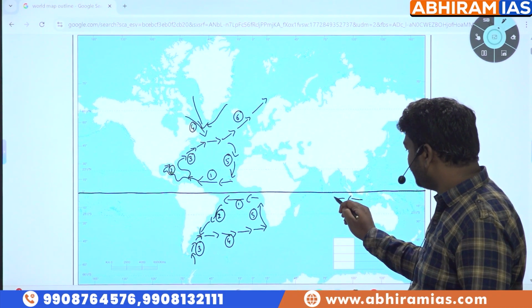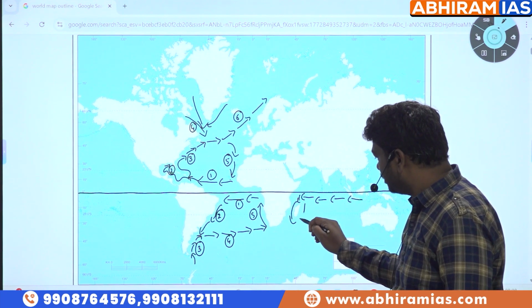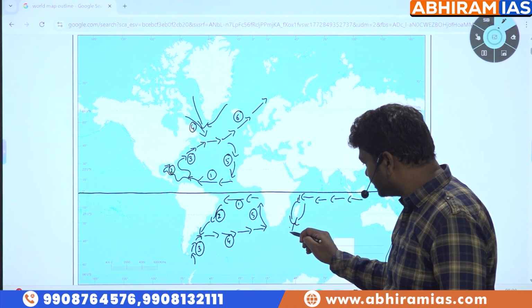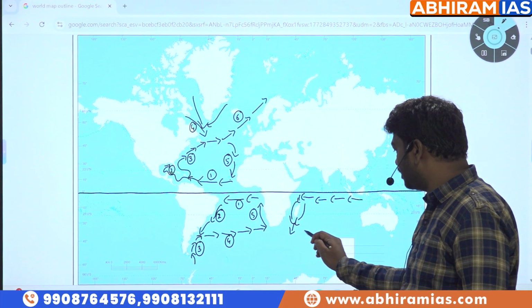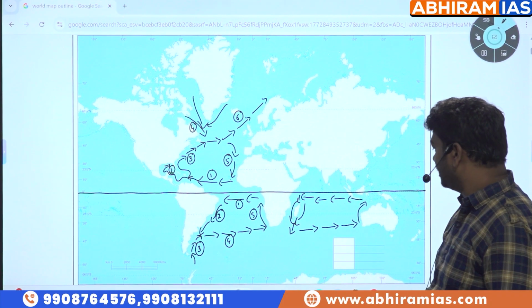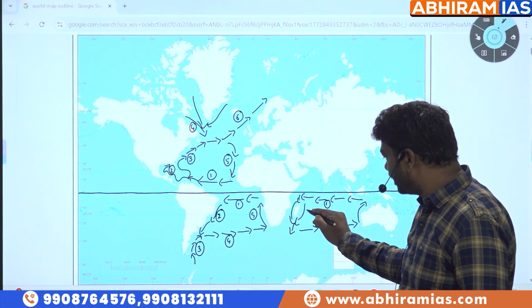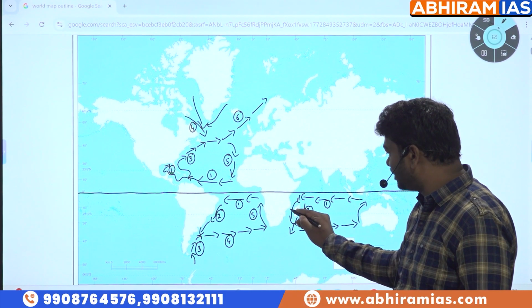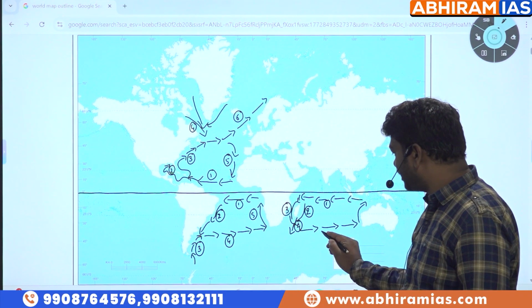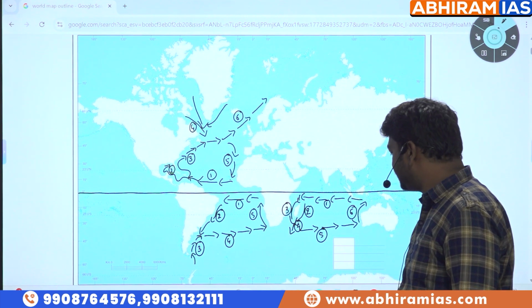What is this, guys? You try. South Equatorial current, Mozambique current, East Madagascar current. What is this called? Agulhas current. Good. After that, this is called what? West Wind Drift. And what is this? West Australian current. Once again, what is this called? South Equatorial current, East Madagascar current, Mozambique current, Agulhas current, West Wind Drift, West Australian current.